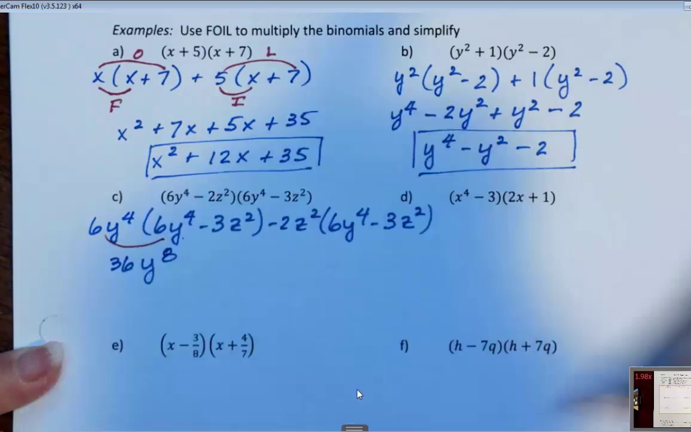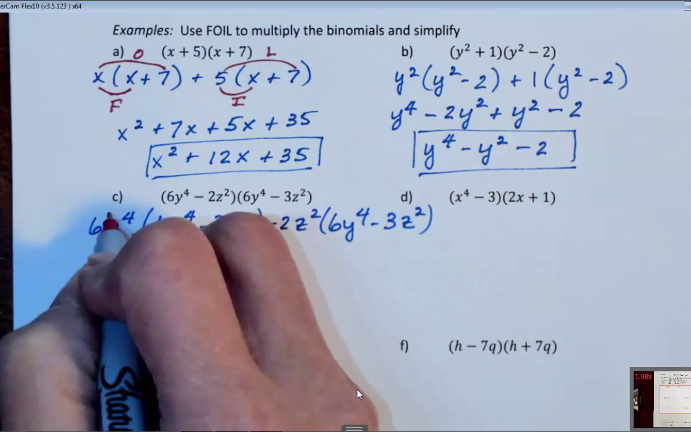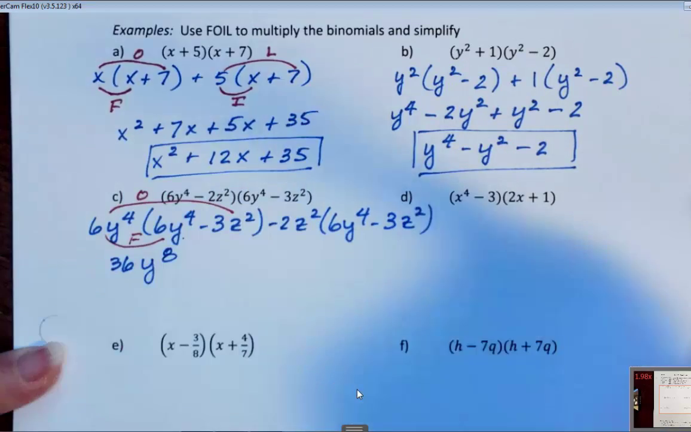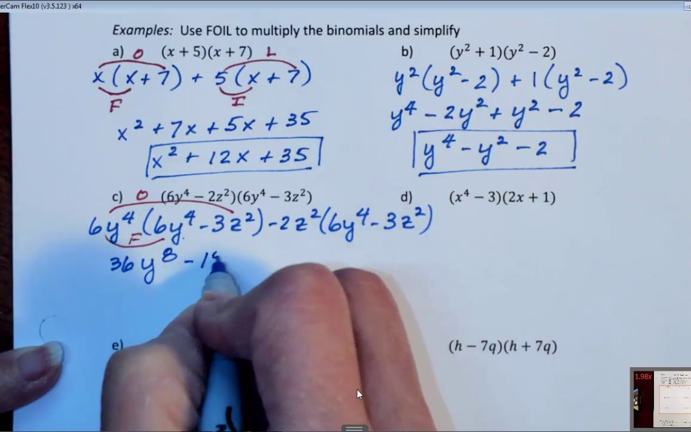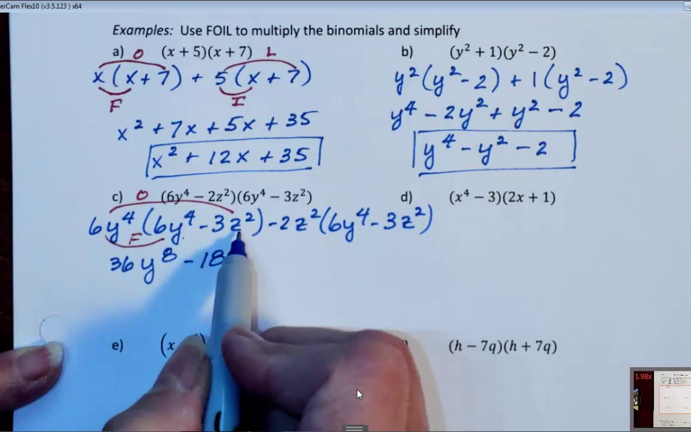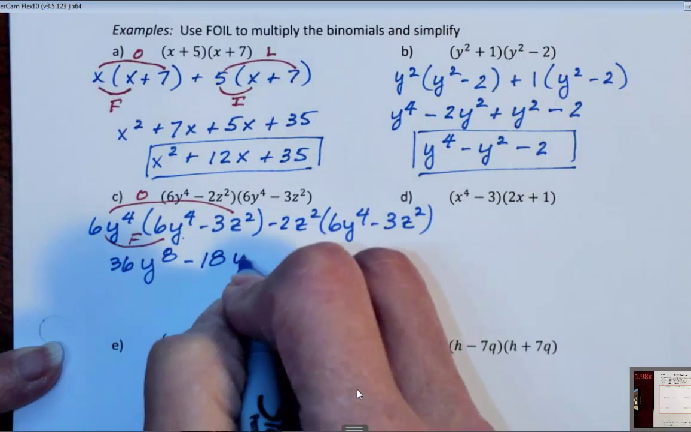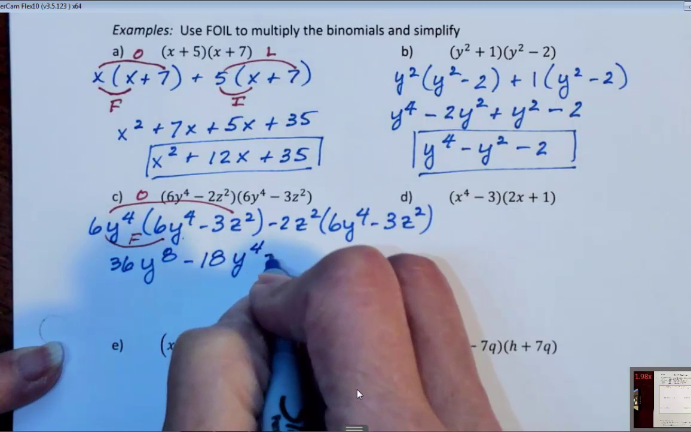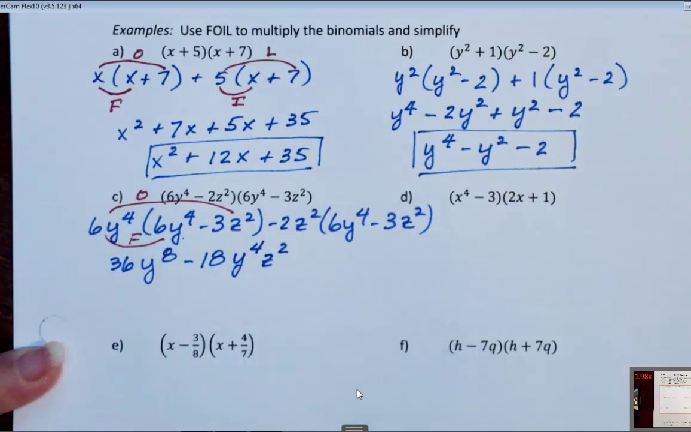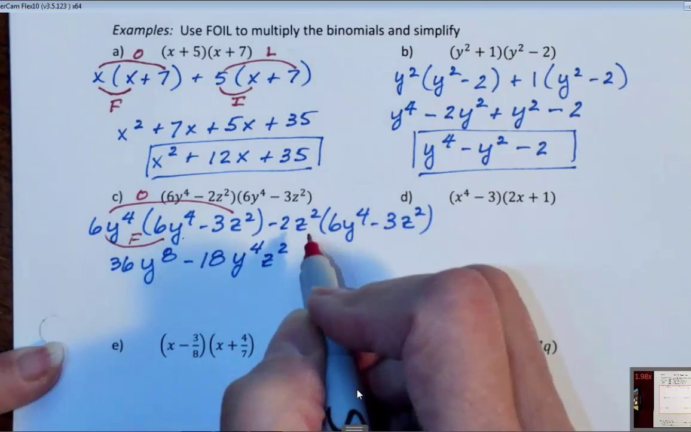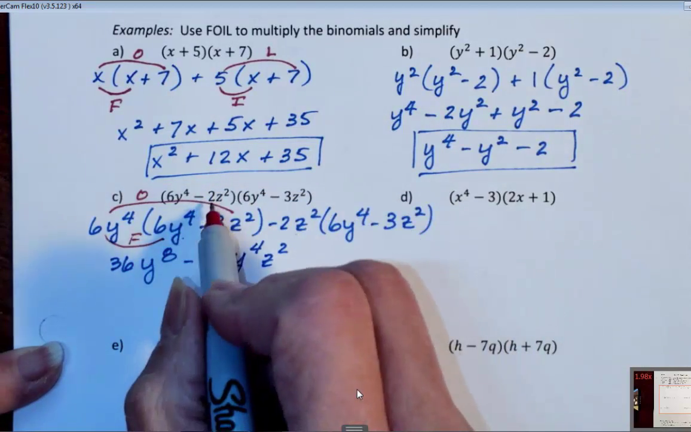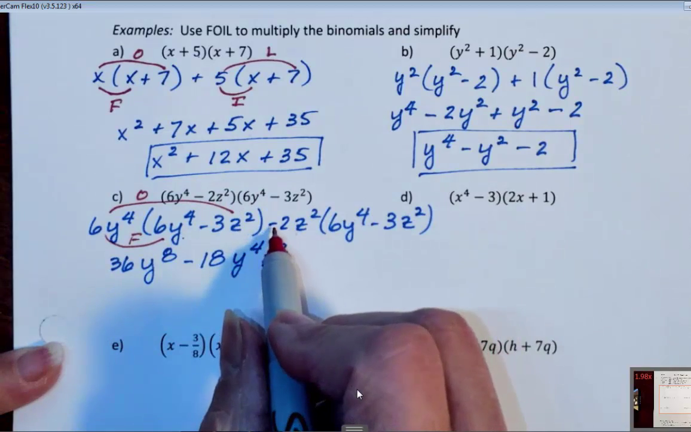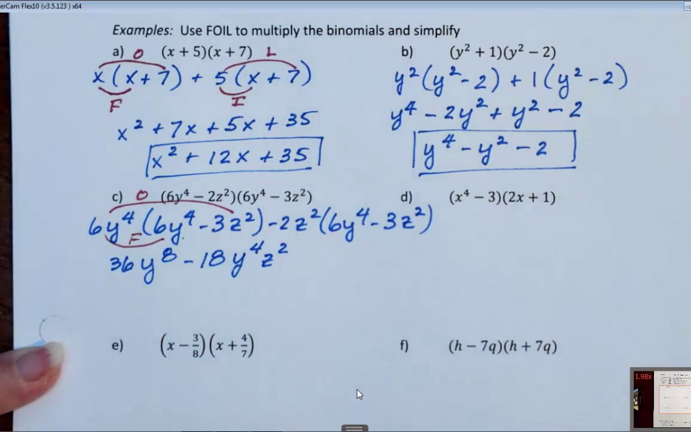That's my F, by the way. Then I'm going to multiply my O's. So 6 times a negative 3 gives me negative 18. Y and z are not the same base, so I don't combine them. So it's going to be y to the 4th, z to the 2nd. And that's my O. Then I'm going to multiply my inner two terms. So that's going to be negative 2 times positive 6. So that's a negative 12.